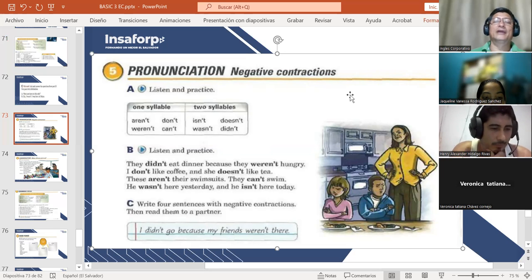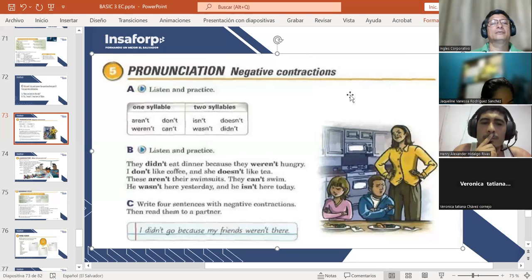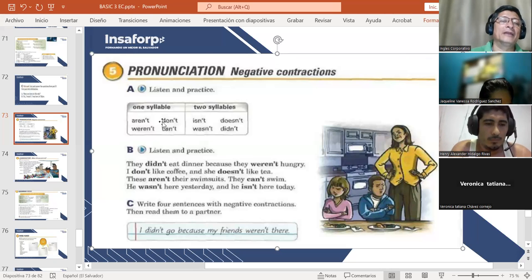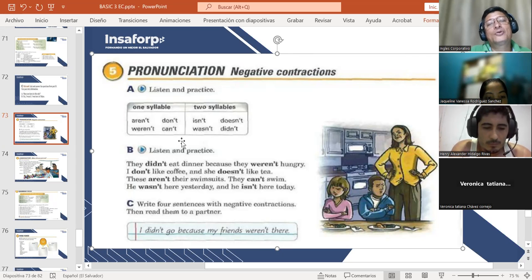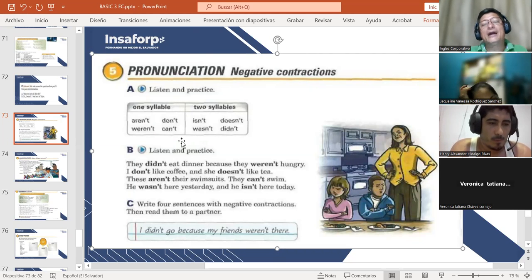So we have negative contractions, and some contractions are pronounced in one syllable, and some others are pronounced in two syllables. So we have aren't, don't, weren't, can't. Then we have two syllables: isn't, doesn't, wasn't, and didn't. Got it? I don't know why aren't and weren't are like that, but that's how gringos separate them. Don't ask me, because gringos made the rule. Los gringos hicieron la regla, so we're gonna learn that rule in that way.